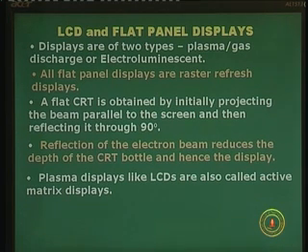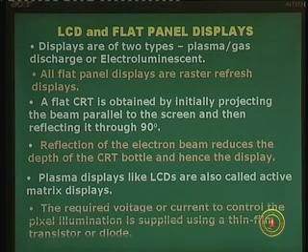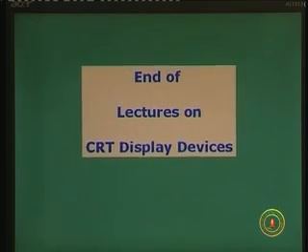They are also called active matrix displays, and the voltage or current required to control the pixel illumination is supplied using a thin film transistor or diode. That is the technology used to control the pixel illumination. We require it because you need to control the intensity also, along with the color. So, that is done by a thin film transistor or diode.